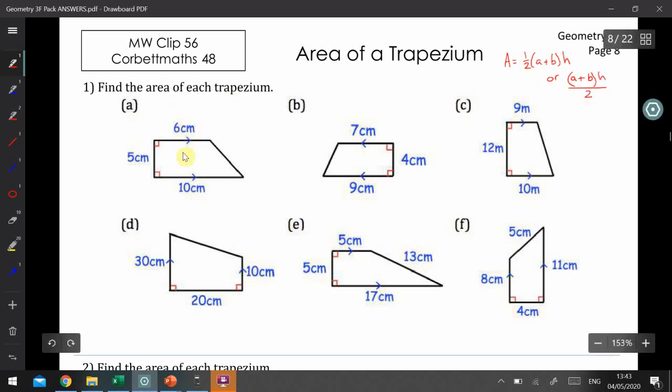So what we do here is add 6 and 10. That would give us 16 times by the height between them, and then divide by 2. And you can either divide the result of this by 2, or you could divide just one part of it by 2. And that would be a quicker way to do it, I think. If we divided the 16 by 2, because it's an even number, that would give us 8. So the result of this will be 8 times 5, which is 40. If you don't believe me, check it. Okay, so 40 square centimetres.